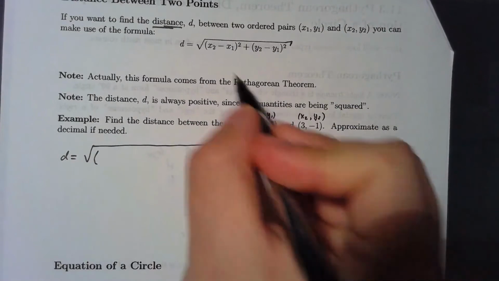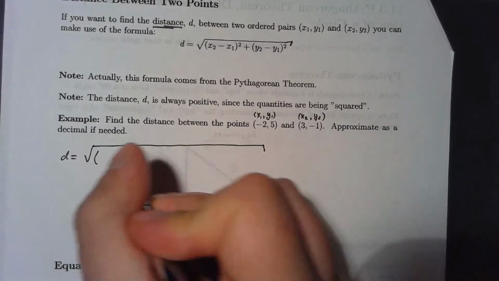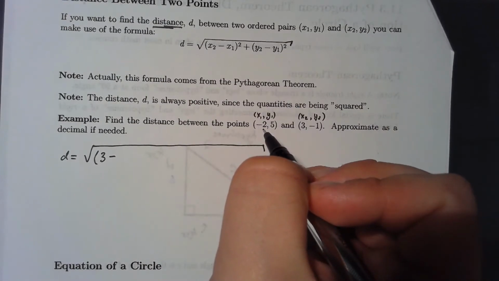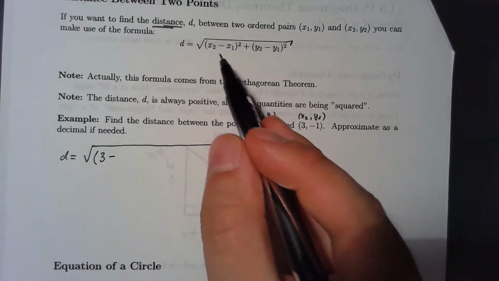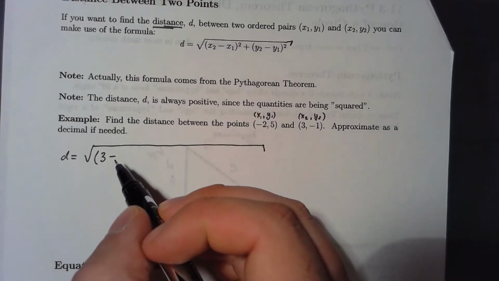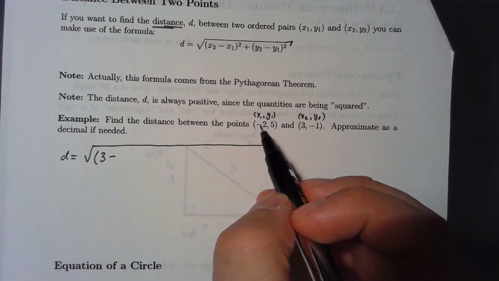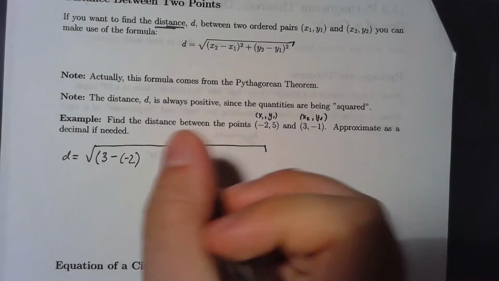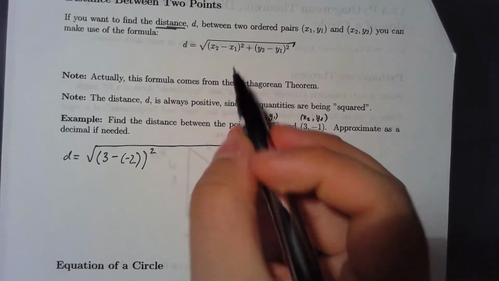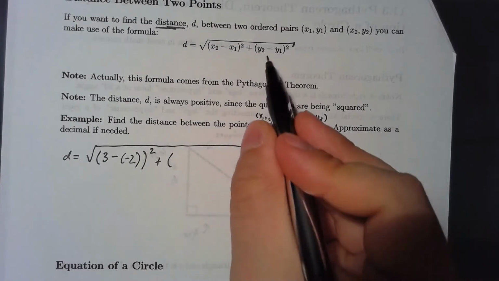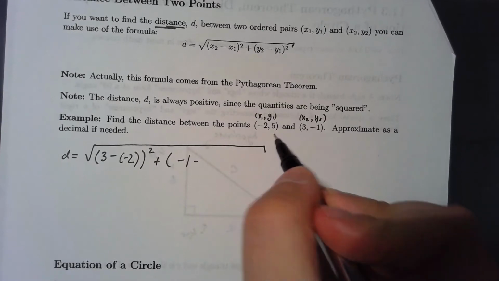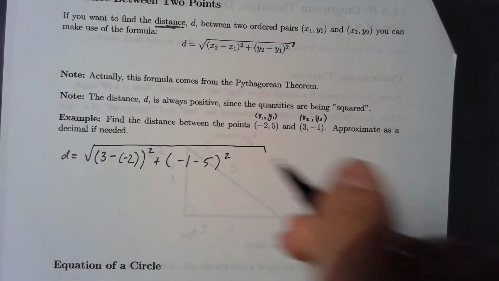So I have the quantity x2, which is 3, minus x1, which is negative 2. So I'm going to have minus negative 2. So I'm going to have a double negative showing up, because I have a minus from the formula, which is right here, and then I have a negative from the negative 2, which is the x1 coordinate. And that whole quantity is squared from the formula, plus y2, which is negative 1, minus y1, which is 5. And that whole quantity is squared.